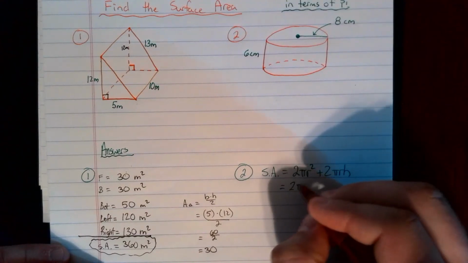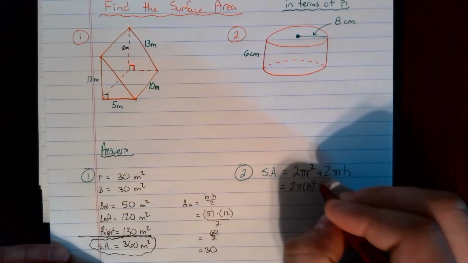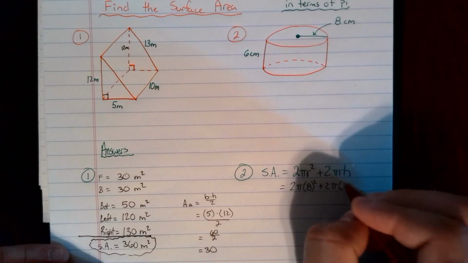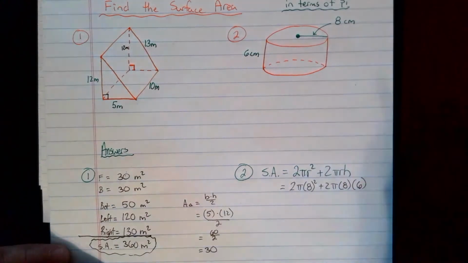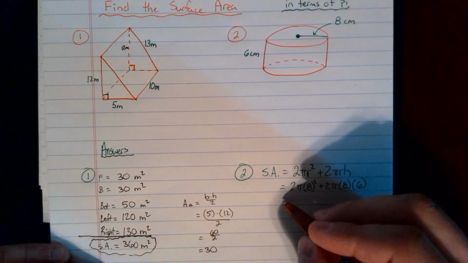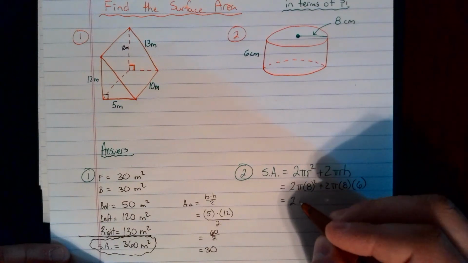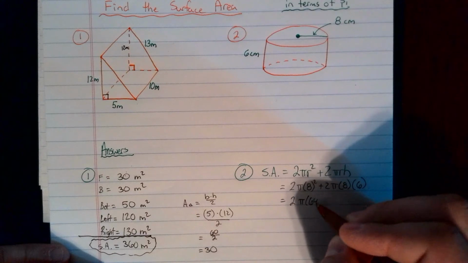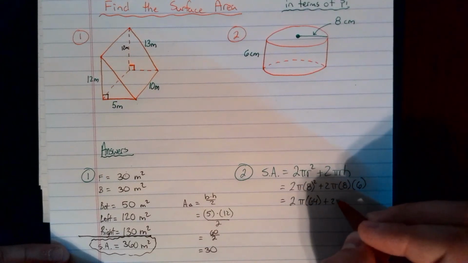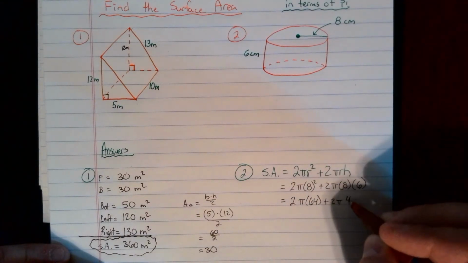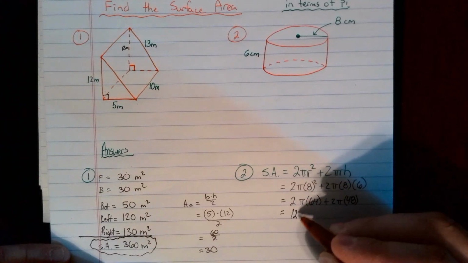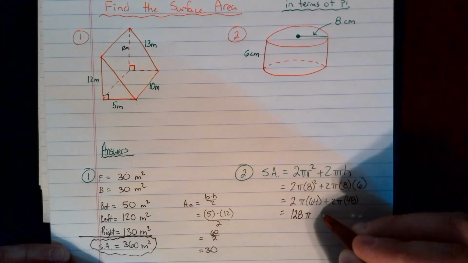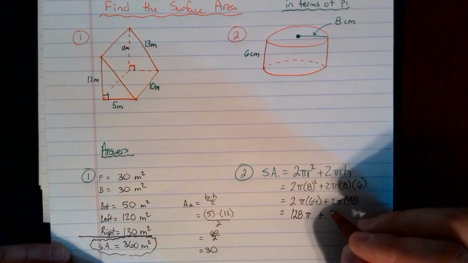So 2 pi 8 squared plus 2 pi 8 times 6. I'm going to save pi to the very end because I have it in terms of pi there. So 8 squared is 64, so I got 2 pi times 64 plus 2 pi 8 times 6 is 48. We'll double 64, we get 128 pi. And then we got to do 2 times 48, we double that, it's 96 pi.